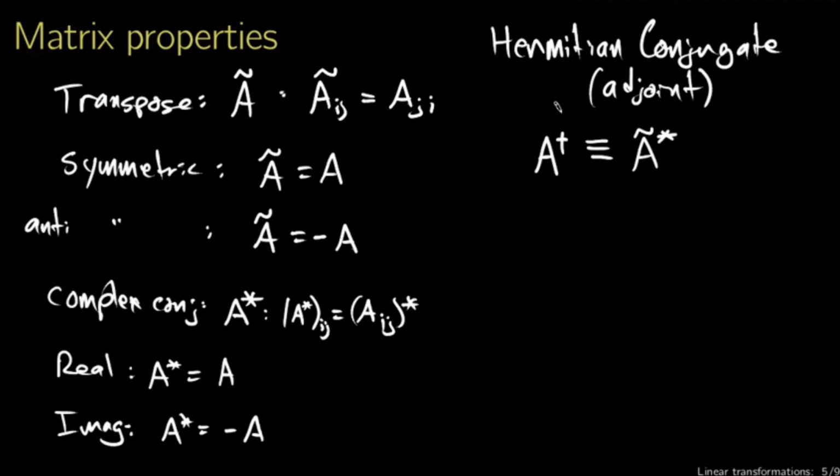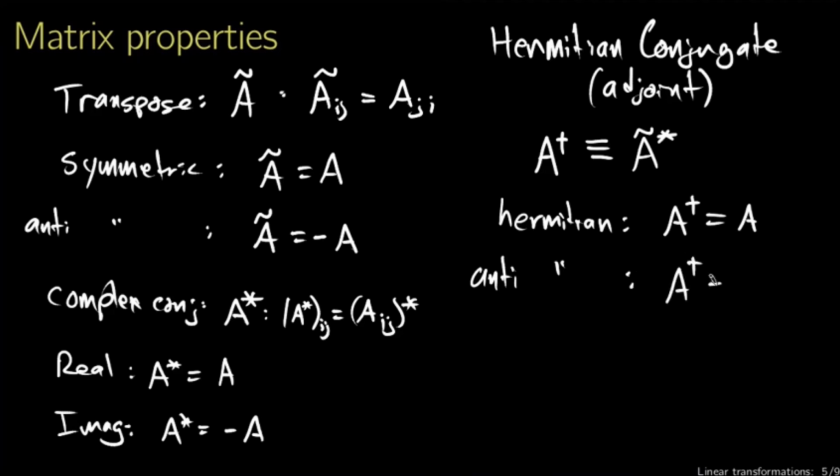Hermitian conjugates have an interpretation in terms of transformations and operators, which we'll come back to. But for now, we describe a matrix as Hermitian if A dagger is equal to A. The Hermitian conjugate of the matrix is equal to the matrix. Or anti-Hermitian if the Hermitian conjugate is equal to minus the matrix.